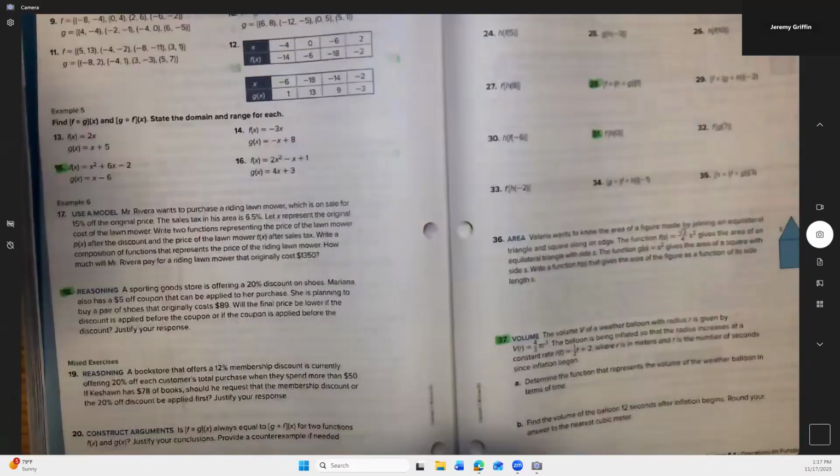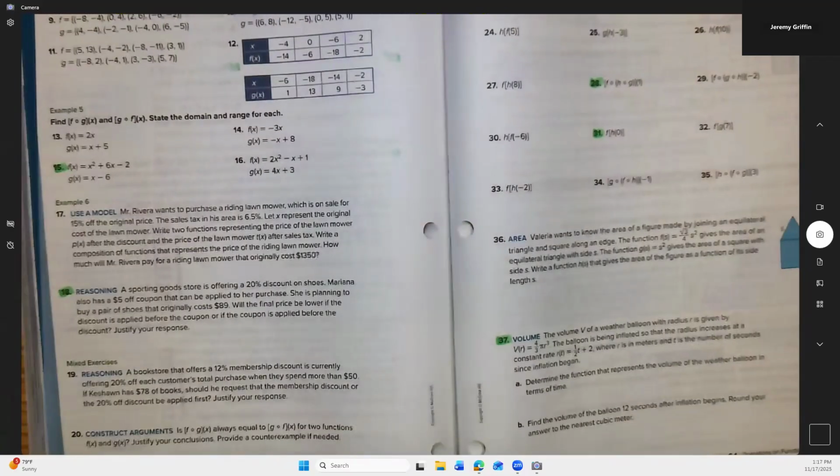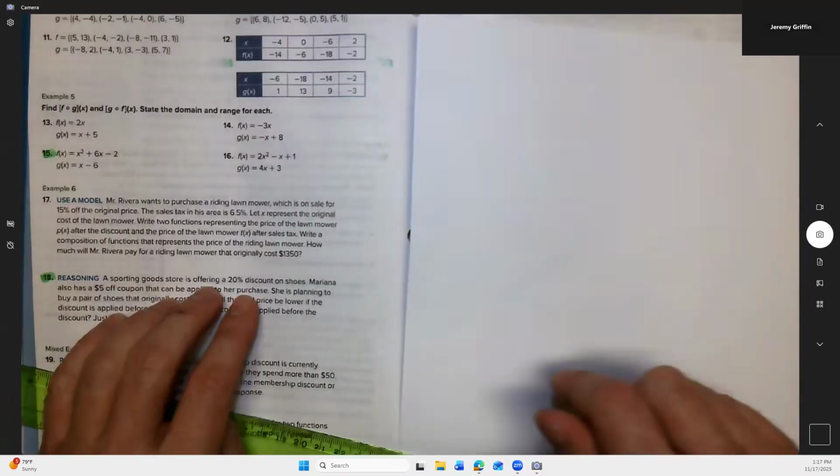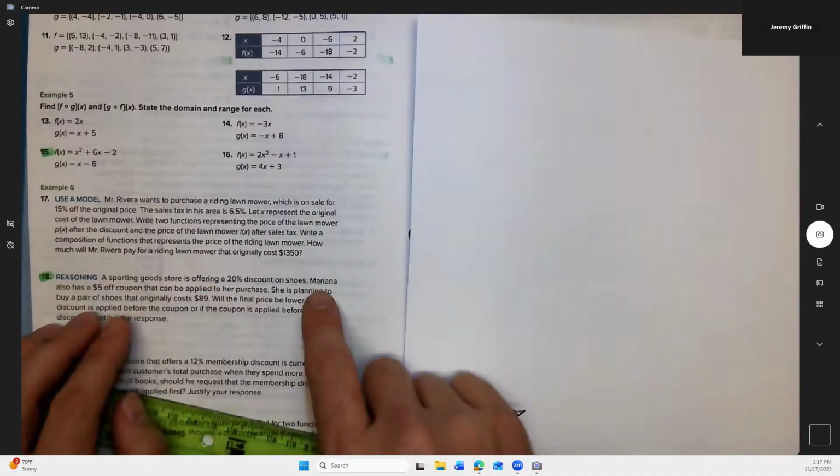Composite function. Number 18. A sporting goods store is offering a 20% discount on shoes.